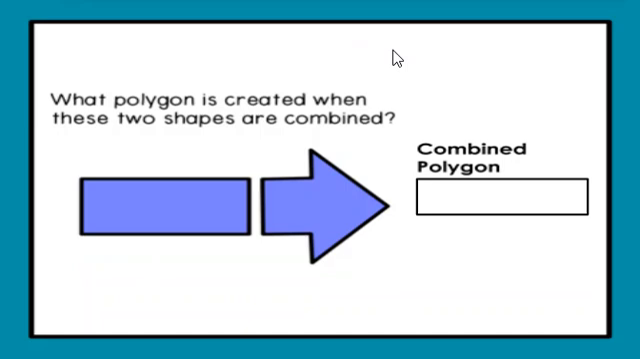You'll combine polygons as well. So you're going to be given 2 separate polygons, and you're asked what polygon is created when these 2 shapes are combined. So I want to imagine as if these have now been glued together, and I'm going to count the sides of the shape very carefully. 1, 2, this little guy, 3, 4, 5, 6, 7. This has 7 sides, so I would type in the box heptagon.